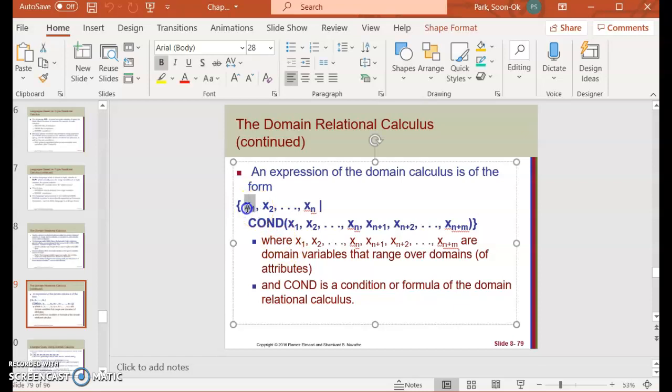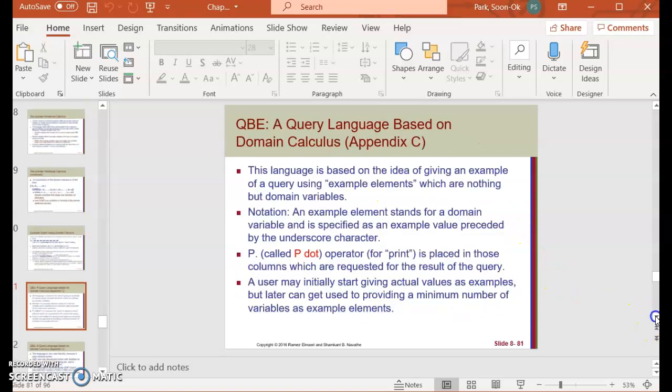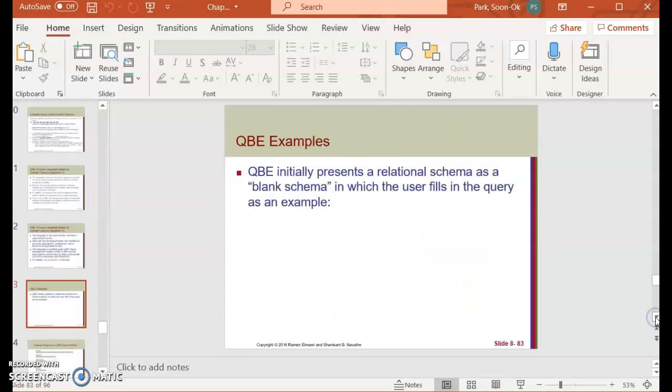X1, a domain, is an attribute, which is a column. X2 has to meet the following condition. It selects the U domain and V domain, then follows this condition. Employee has 10 attributes, 10 columns, and the Q attribute has to be John and R has to be B, and the last name is Smith. This retrieves the birthday and address of the employee whose name is John B. Smith. That is domain calculus.